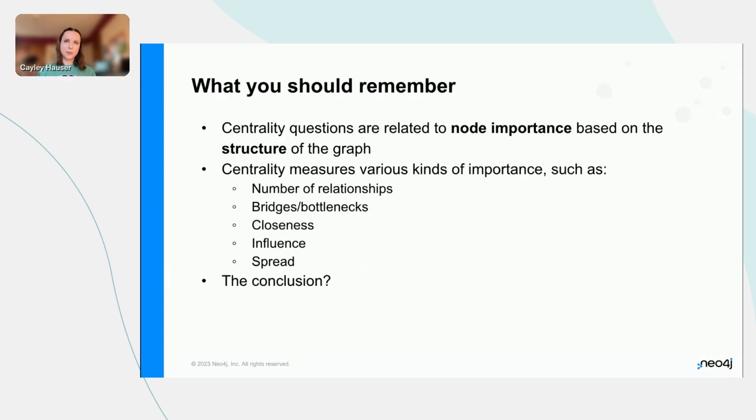But what I hope you remember from the session today is that centrality questions are questions about node importance based on the structure of your graph. And these are very relevant to many different questions in pretty much every single kind of graph anywhere with any business use case. Centrality measures various kinds of importance, such as number of relationships. It can help you find bridges or bottlenecks in your data. It can look for important nodes based on closeness, influence, or even spread. So, what is the conclusion of our session today?